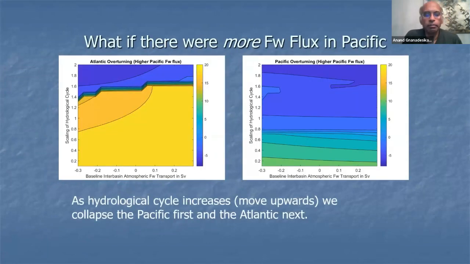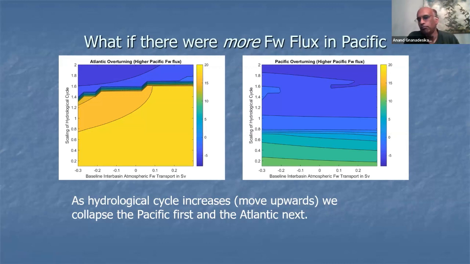I'm going to show you some diagrams of how this box model behaves. The way these diagrams are set up is that the hydrological cycle is scaled here. I can scale the size of the freshwater fluxes between the basins between 0 and twice today's value. Then at a hydrological cycle amplitude of 1, I'm changing the interbasin freshwater transport, so I'm changing the geometry of the hydrological cycle.